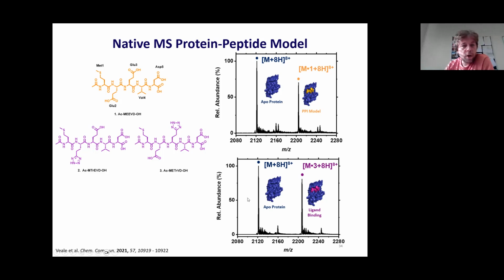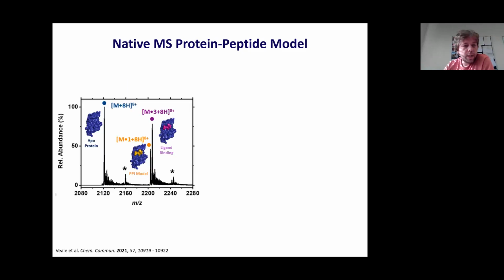The key experiment came when we co-incubated them all together. So we've got apoprotein, MEEVD, and our tetrazole-containing peptide all co-incubated at a 1:1 ratio. And in a 4-minute experiment, what we found was that we could see our tetrazole-containing peptide binding at a similar abundance to what it had before, but we saw quite a significant drop-off in the abundance of our protein-protein interaction model. And we interpreted this as disruption of our gas phase model.